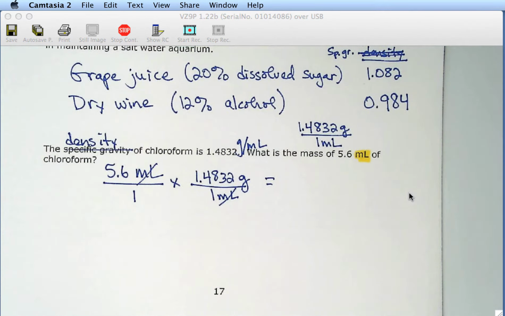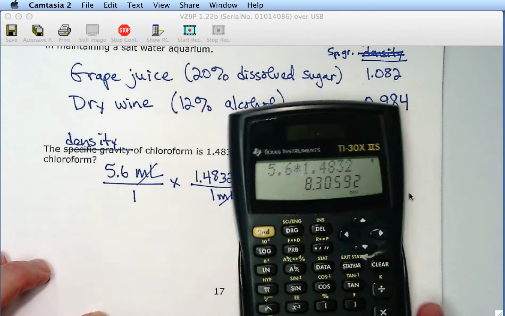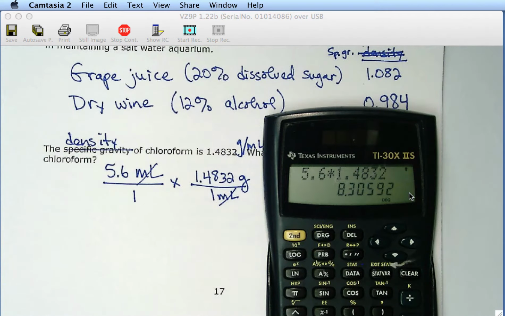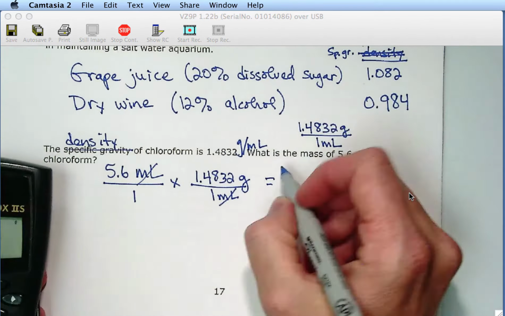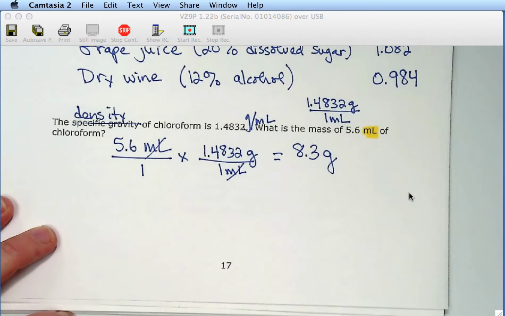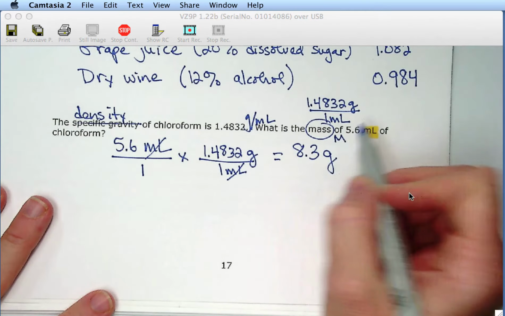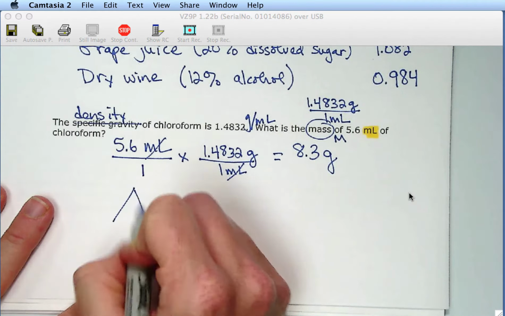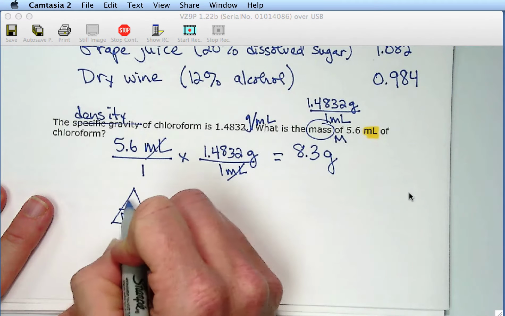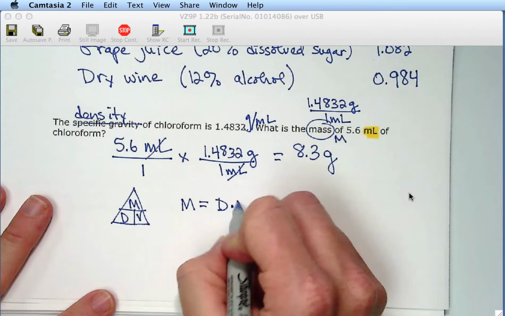5.6 times 1.4832. Now, how many significant figures would I record? 2. So it would just be 8.3. And what are the units on that? Grams. Now, if you did it the density triangle method, you're looking for mass. So you're looking for M. So remember, make sure you have the right triangle. Then D and V. So mass equals density times volume.